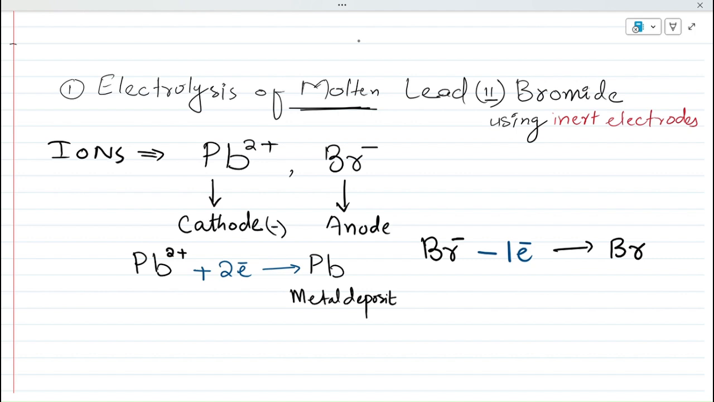Remember this thing, that the positive ions, the metallic ions, always try to gain electrons from the negative electrode in order to neutralize themselves. The negative ions or the non-metallic ions always try to lose electrons at the anode, except hydrogen. So let's discuss this transfer of electrons.